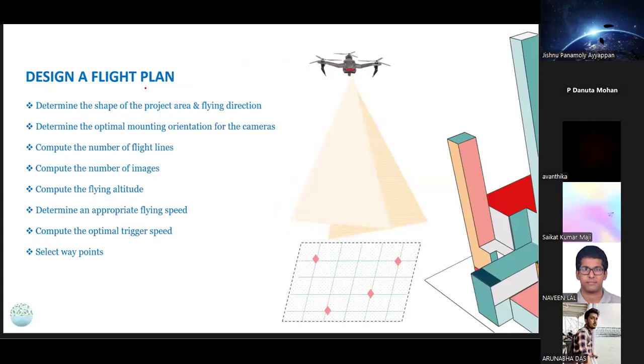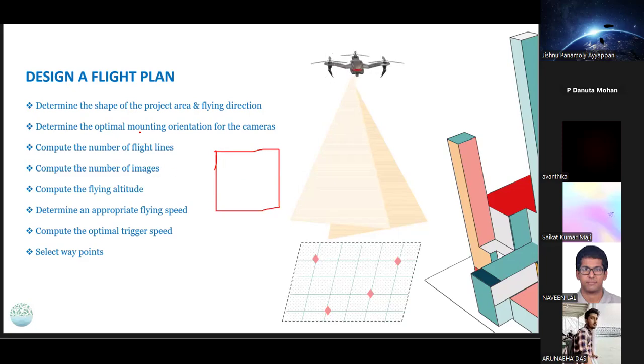Next is designing a flight plan. First is to determine the shape of the project area and flying direction. Second, determine the optimal mounting orientations of the cameras. If you have a study area where you have to fly a drone, the first thing we have to do is to make an AOI, that is, an area of interest, because we are going to survey inside this box. So it is always advised to make an AOI first.